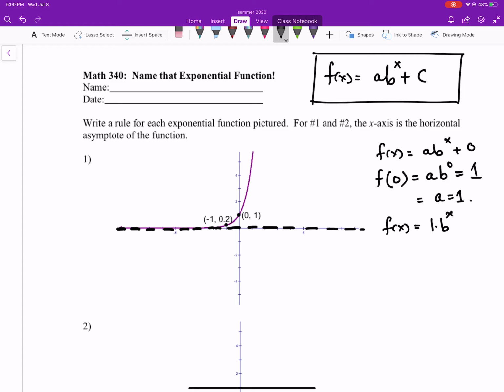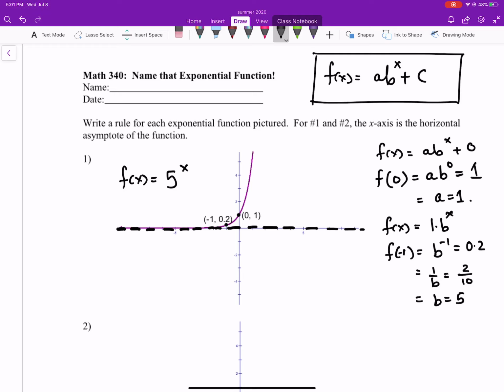Now my goal is to resolve b. So I pick the second point and plug in f of negative 1, which is b to the negative 1, equal to 0.2. Well, that's 1 over b is equal to 2 over 10. So what is b? B is equal to 5. So this function is equal to 5 raised to the x.